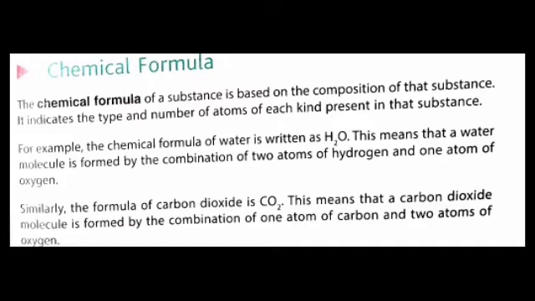Similarly, the formula of carbon dioxide is CO2. This means that a carbon dioxide molecule is formed by the combination of one atom of carbon and two atoms of oxygen. So, the chemical formula represents which atoms are present in that compound and what the proportion of the atoms is.